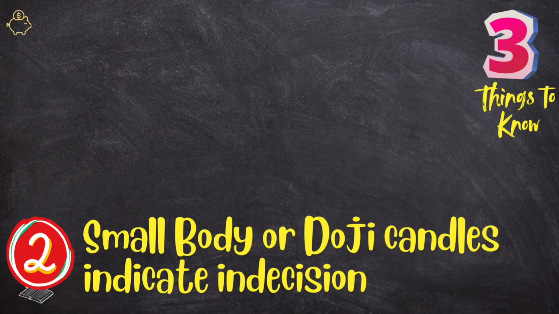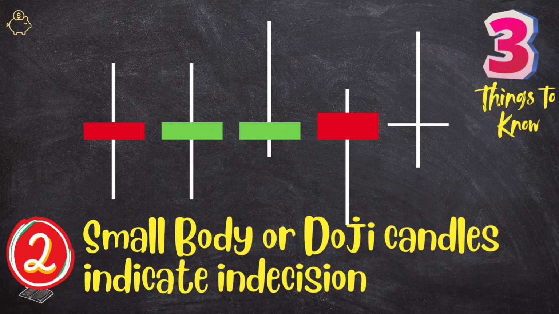The second thing we need to know is that small body or doji candles indicate indecision in the market. And it's not particularly a bad thing. Every market needs to go through a correction. So every time we see such a candle, we should know that the market is going through an indecision phase.